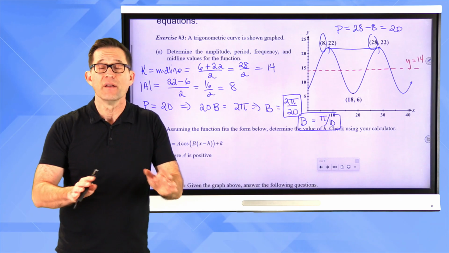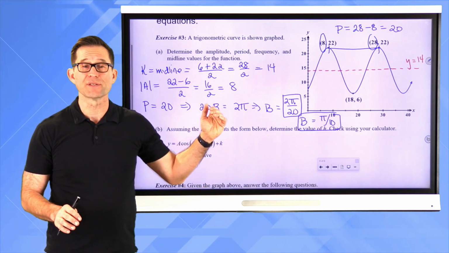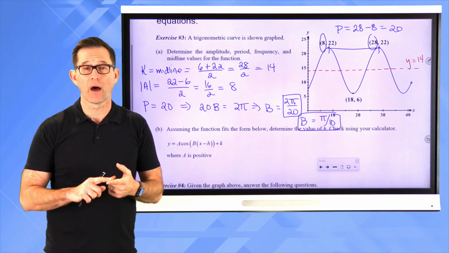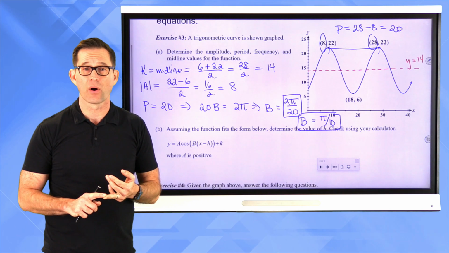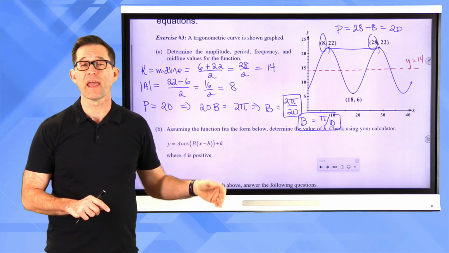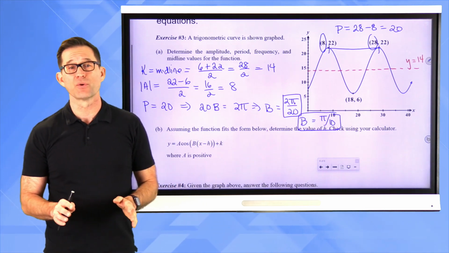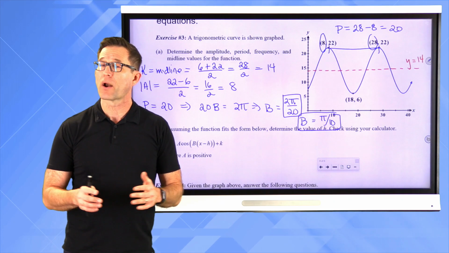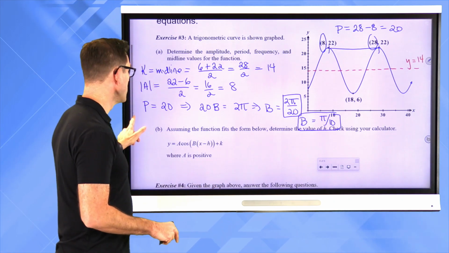All right, now, all of that is what it is no matter whether we choose sine or cosine. It doesn't matter what our horizontal shift is. Our midline value is 14, our amplitude is 8, and our frequency is pi over 10. And all three of those numbers are going to show up in our model no matter what we do next, okay? But let's take a look at what we're going to do next.